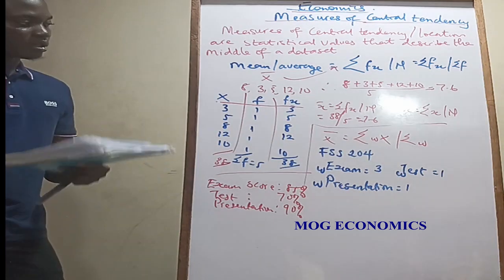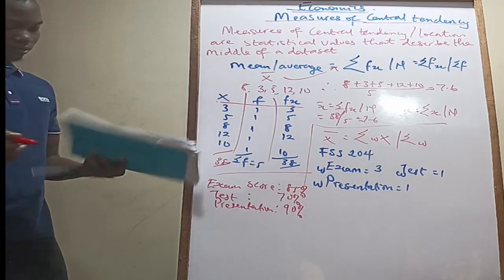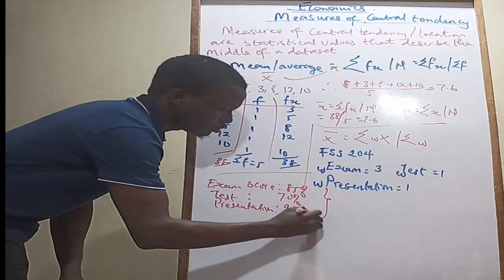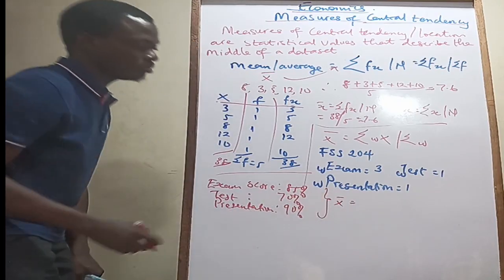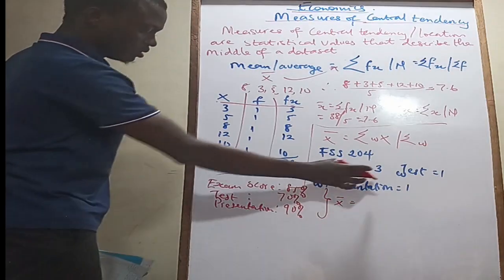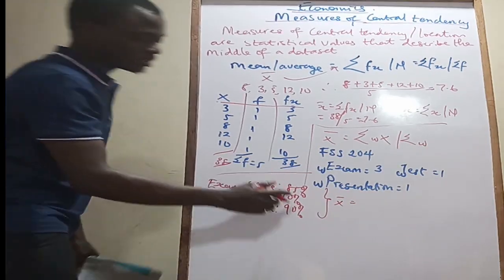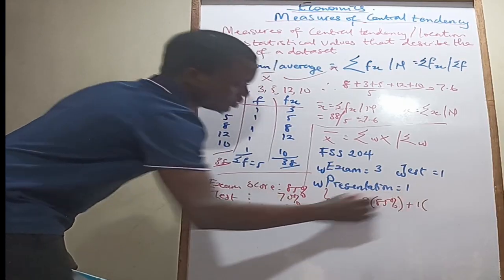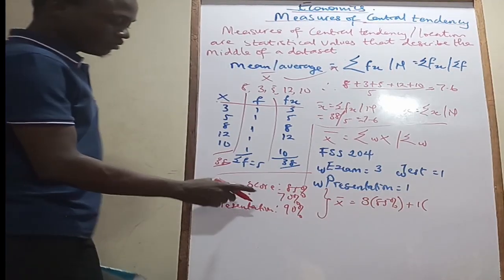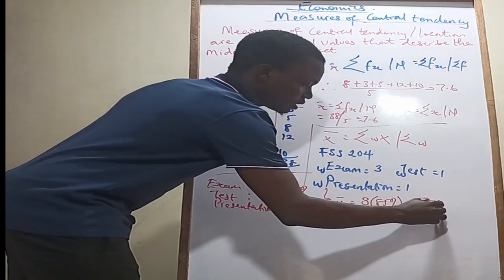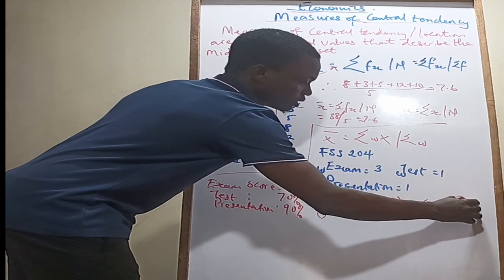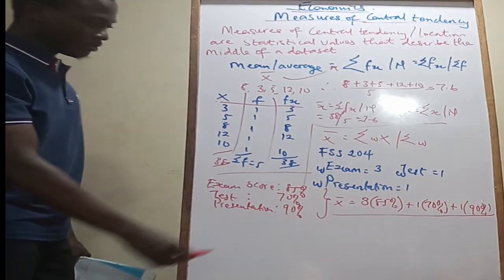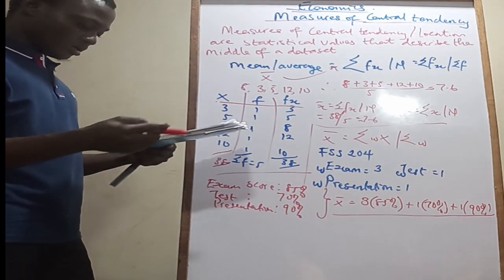So look at the formula again, sum of Wx over sum of W. So literally what we are doing is bar x is equal to, what's the weight of the exam? 3. So 3 multiplied by the exam score, 3 multiplied by 85%, plus 1 multiplied by the test score, 70%, plus 1 into bracket 90%. So everything will now be divided by the sum of the weights. When you add up the weights together, what do you have? 3 plus 1 plus 1, that's 5.